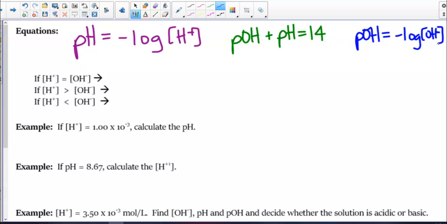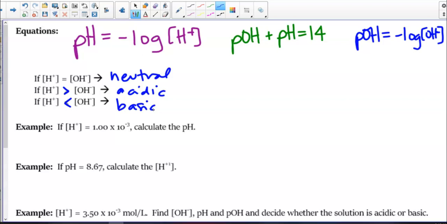If your H plus and your OH minus are equal to each other, that would be something that is neutral. All right, it would have a pH of 7. If your H plus is greater than your OH minus, that would be something that's acidic. You have more acid. And if your OH minus is greater, that would be something that's basic. You have more base. All right, so let's do some calculations with this.